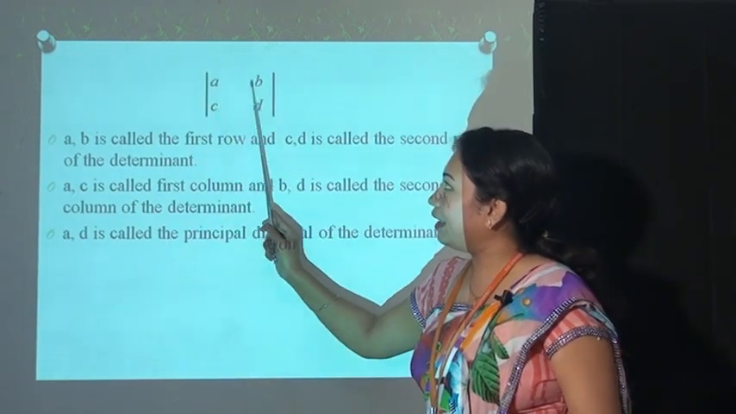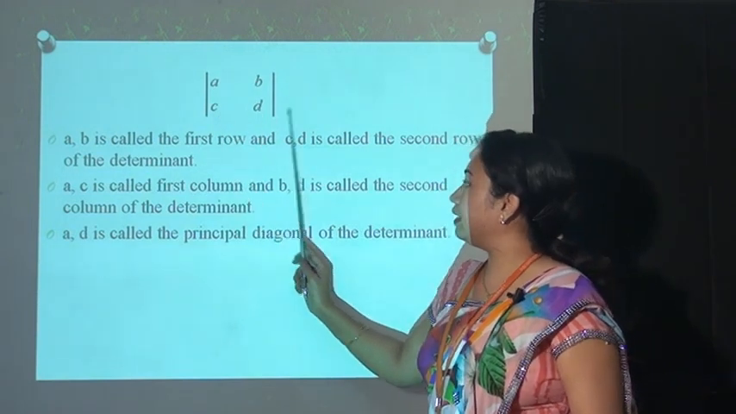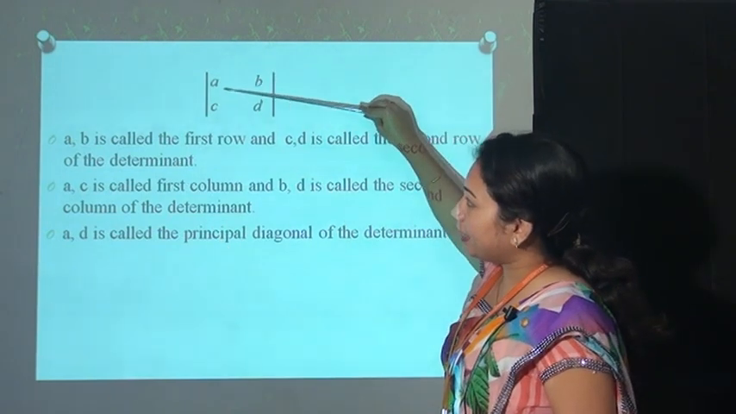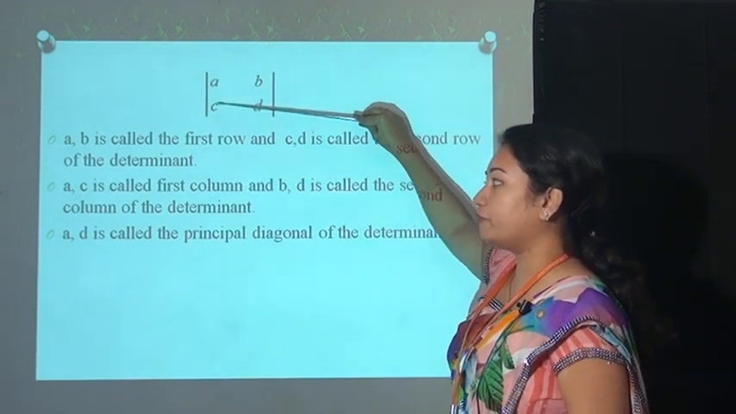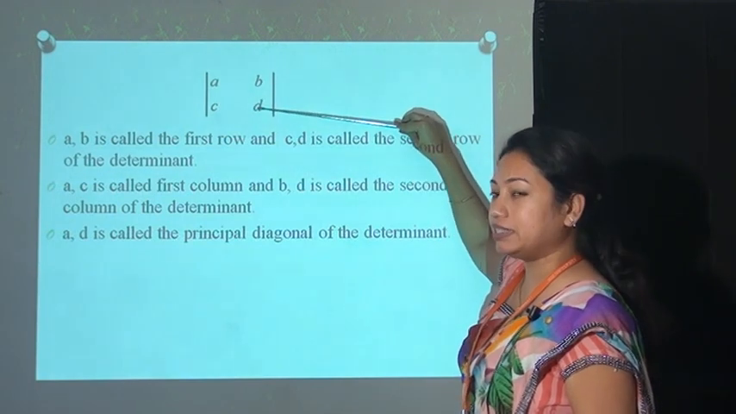Here A and B are the first row of the determinant and C and D are the second row of the determinant. In a similar way, A and C are the first column of the determinant and B and D are the second column of the determinant.